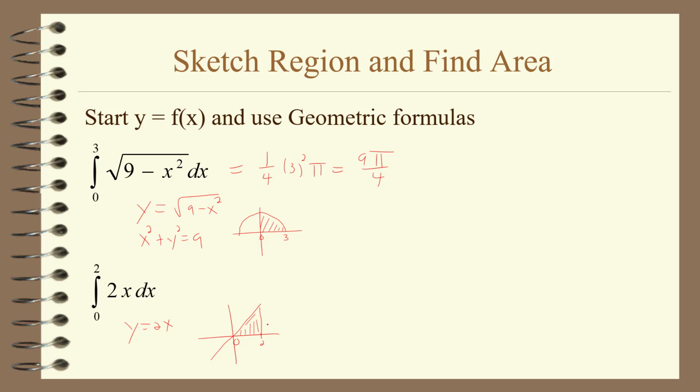Now the height of the triangle is found by evaluating the function at 2. That would be 4. And the width is 2. So this answer must be 1/2 the base times the height. So that would be 4. And that is how to find that answer.